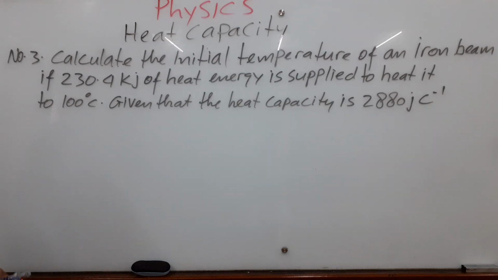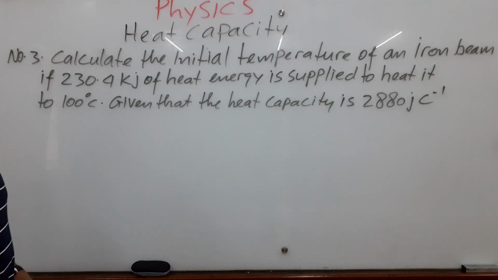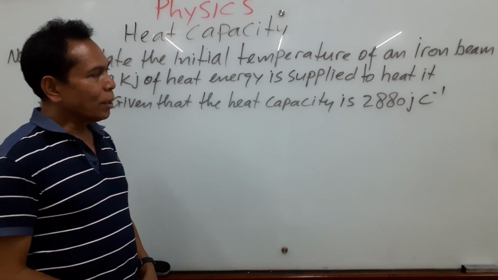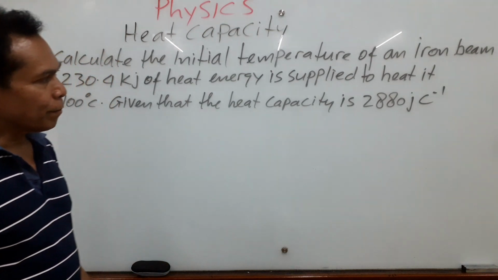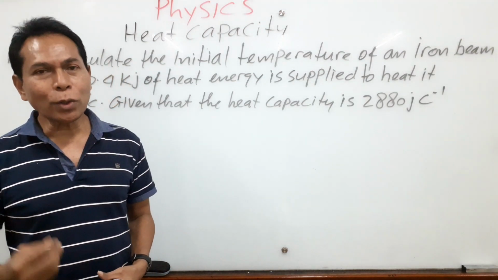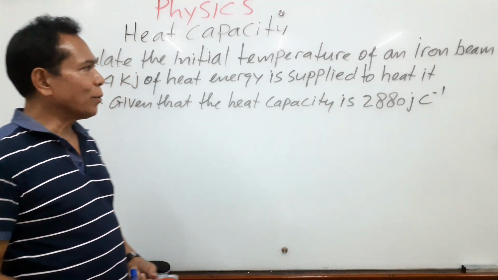Here we have question number three on the board. I read the question and then we discuss together. Calculate the initial temperature of an iron beam if 230.4 kJ of heat energy is supplied to heat it to 100 degrees Celsius, given that the heat capacity is 2880 joule per degree Celsius. As usual, we need to write down what we know from this question in order to find out what we do not know.